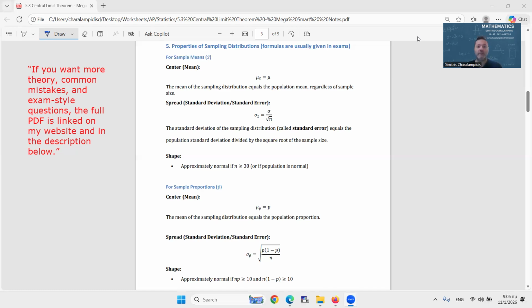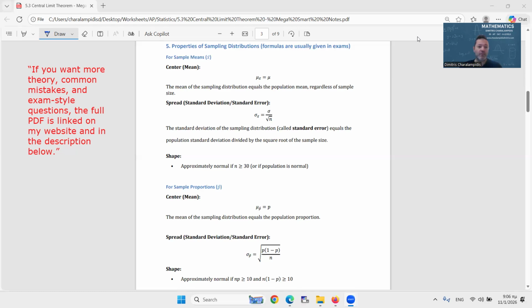This also means, however, that sample means tend to cluster more tightly around the population mean when we use larger samples. What about the shape? The shape of the sample distribution of the sample mean, as we should already know, is approximately normal if the sample size is at least 30, or if the population itself was already normal. And with that, we just finished the properties for sample means.